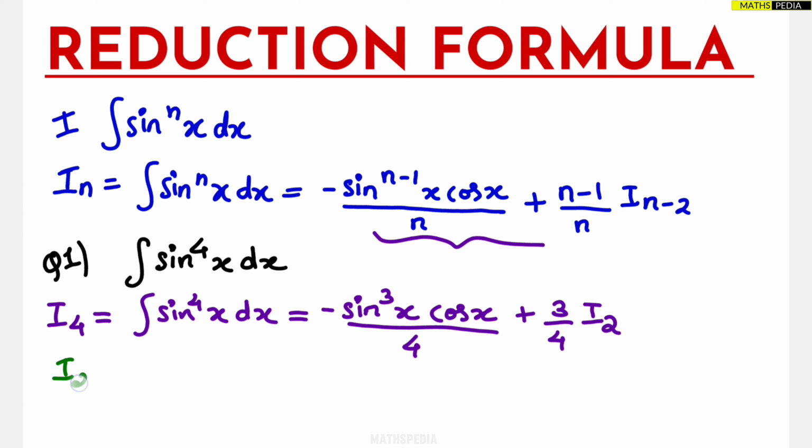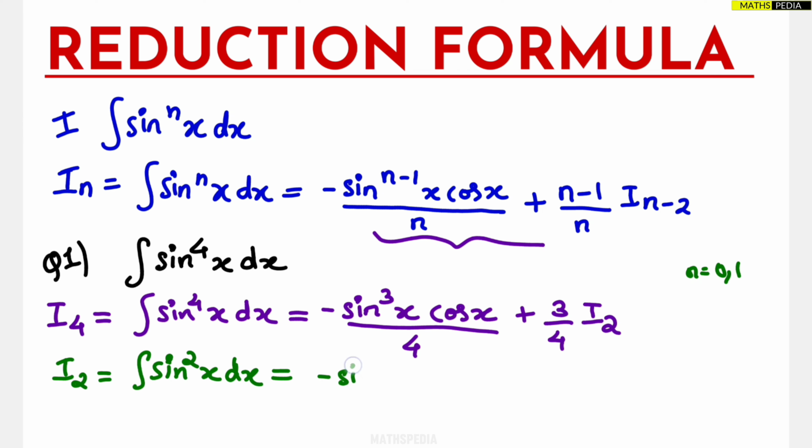So I2 becomes the integral of sine 2x dx. Always remember, if the n value is 0 or 1, don't apply this formula. Directly you have to put and get the answer, because you have a direct formula. We'll discuss where 0 and 1 come from. From 2 onwards, n equal to 2, you have to apply this formula. Okay.